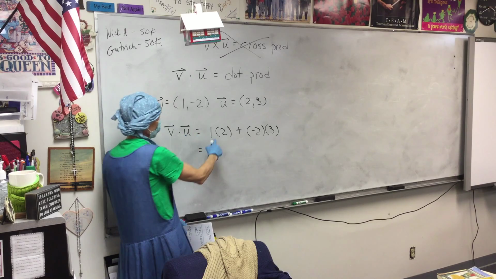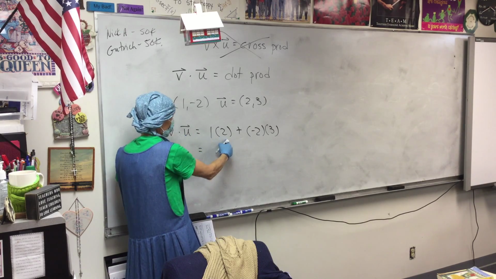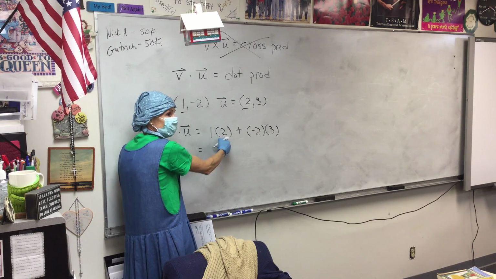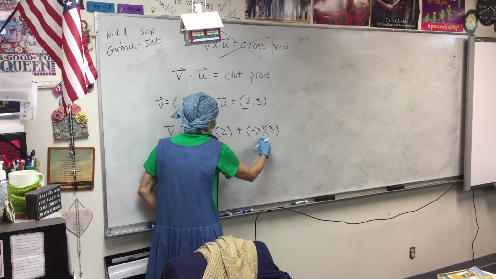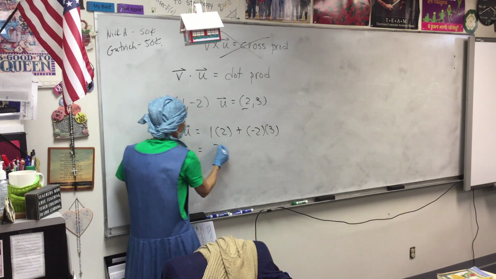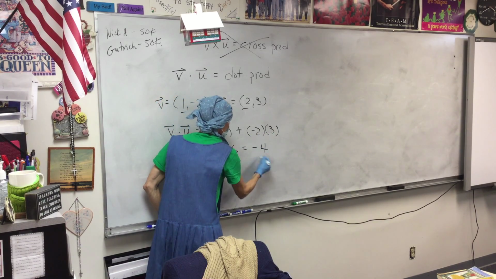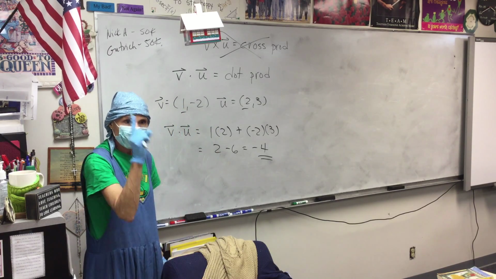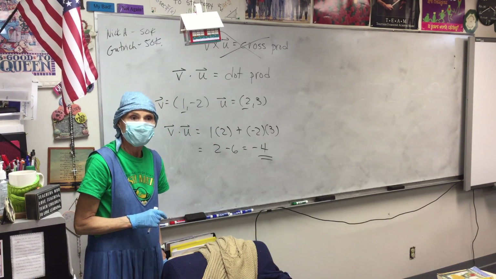Now, what did I do? What are these numbers? Where did they come from? Those are the x's. So I multiply my x's. Now, where did these two come from? Those are the y's. I multiply my y's. So I'm going to add them together, and the answer to the dot product is a number. You get a number, and the answer is negative 4.